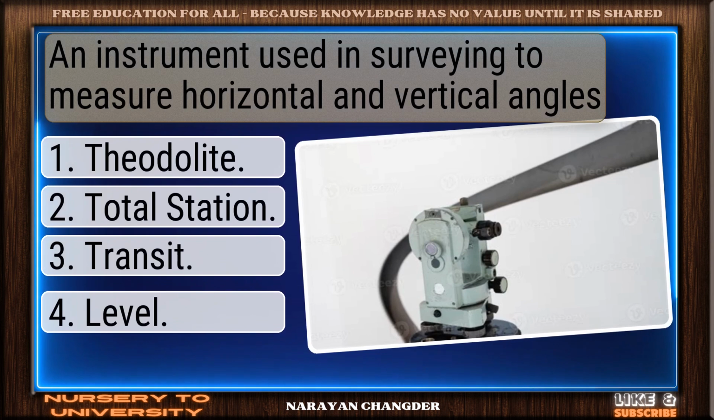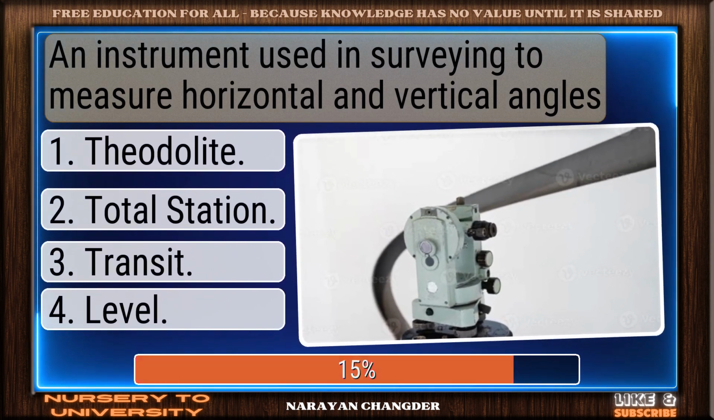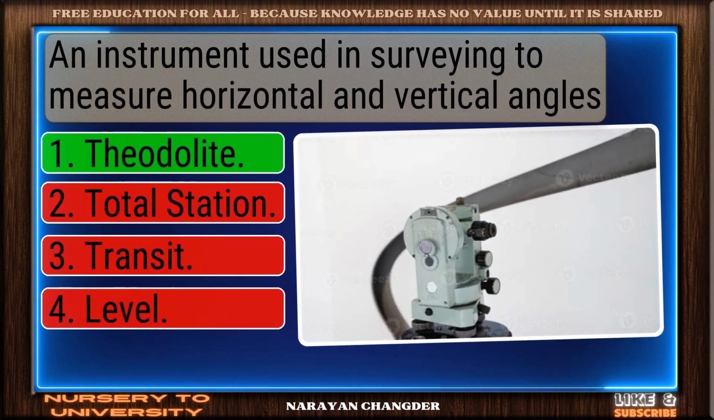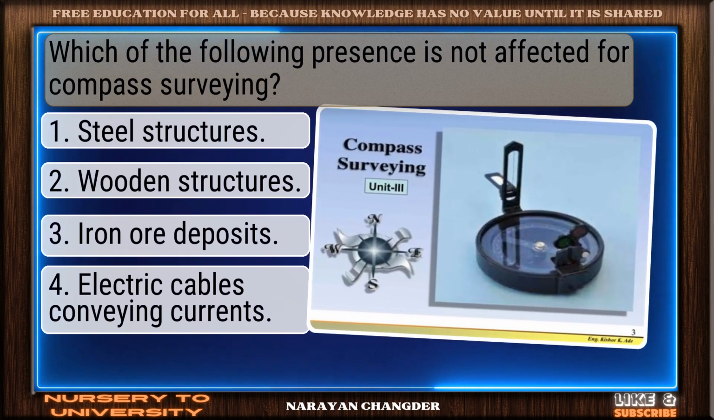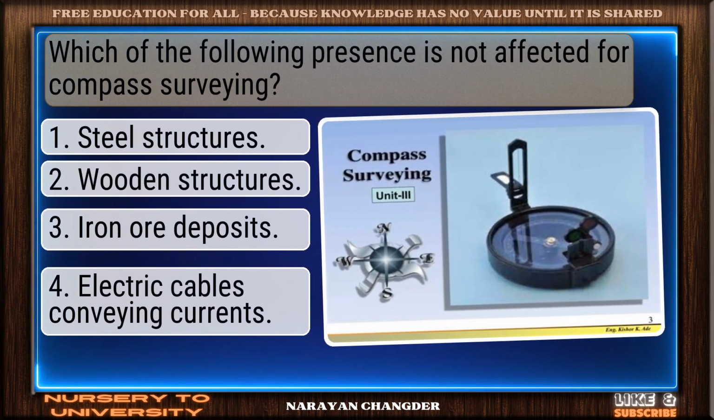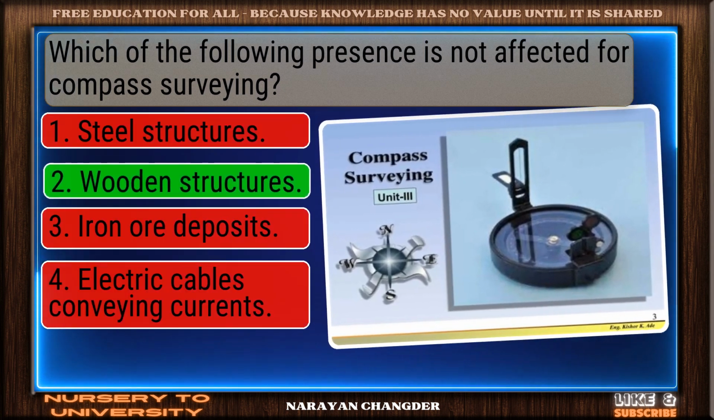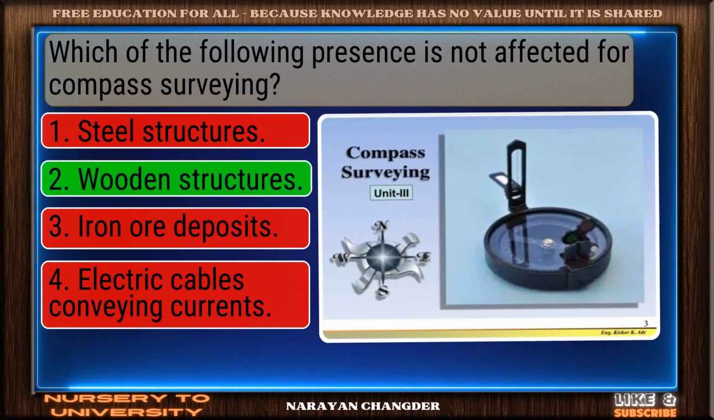An instrument used in surveying to measure horizontal and vertical angles. You chose theodolite, and it is correct. Which of the following is not affected for compass surveying? Nice work. You chose wooden structures, and it is correct.